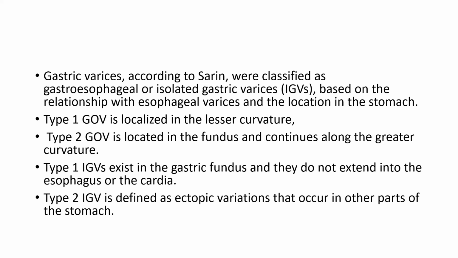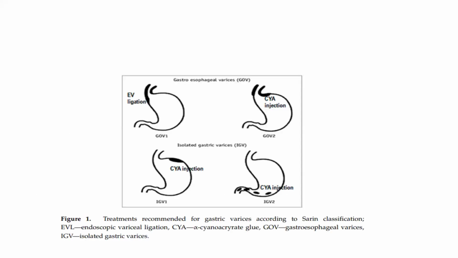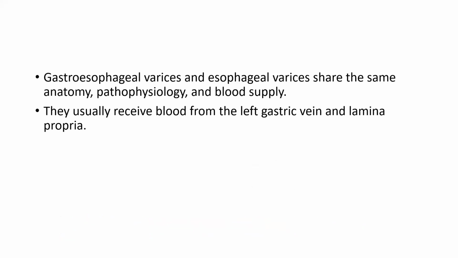Type 1 isolated gastric varices exist in the gastric fundus and do not extend into the esophagus or the cardia. Type 2 isolated gastric varices are defined as ectopic varices that occur in other parts of the stomach. This picture is showing the different locations of gastroesophageal varices as well as isolated gastric varices, and the treatment approach we will see in the upcoming slides.